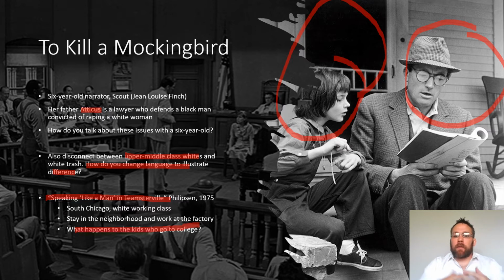So this is what Philipsen was looking at: the ways in which people were changing their communication strategies back and forth to talk to different people, to talk across differences. So just know that this article exists. It's an extremely important article, Speaking Like a Man in Teamsterville.